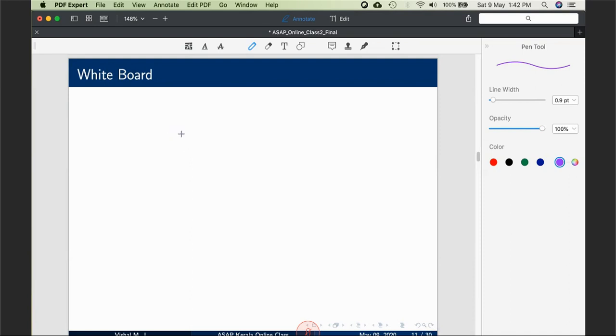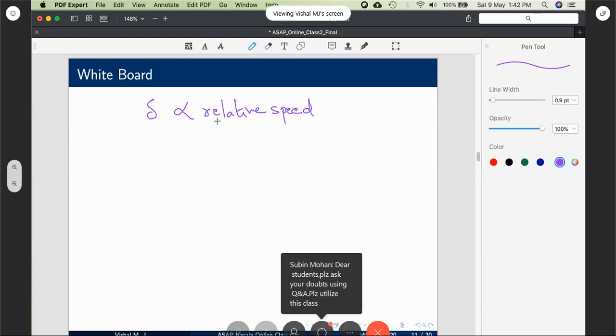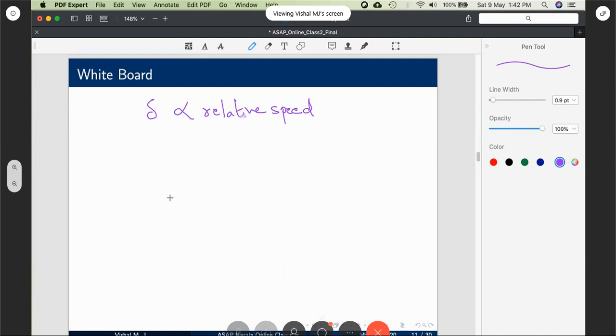Now, we have a problem. See, the torque angle delta is proportional to the relative speed between Fs and Fr. So, when the relative speed is 0, that means the fields are stationary with respect to each other, and delta remains a constant. If they are varying, delta will also vary. That is the logic.